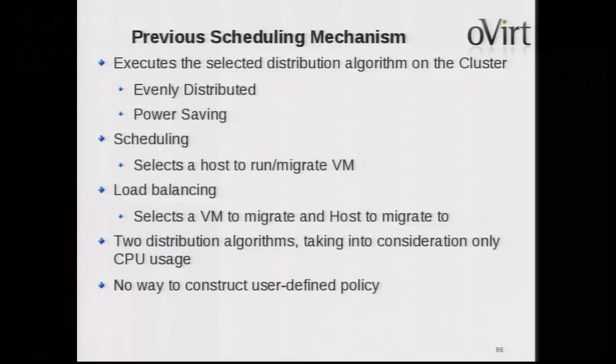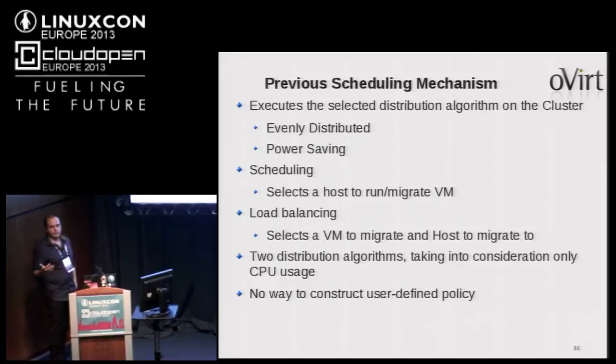The scheduling mechanism we had so far was based on a distribution algorithm that was defined on the cluster. We basically had two policies on the cluster. One of them is evenly distributed, in order to evenly distribute the VMs around the hosts. The other one was power saving, which does the exact opposite, to use in off-peak hours so as not to use all the hosts, so that some hosts can even be shut down if needed. So basically these were the policies and the scheduling mechanism, which basically says, I would like to run this VM, use one of these policies in order to decide where the VM should run.